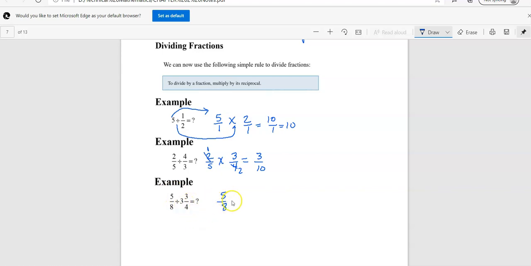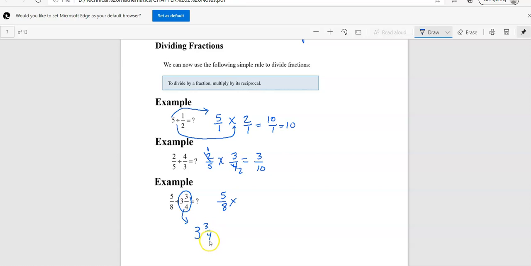Now, divided turns into times, and then I feel like we might have a problem with this because we can't just say multiply by 3 3/4 here. We need to make this into an improper fraction. So let me just review over how to do that.